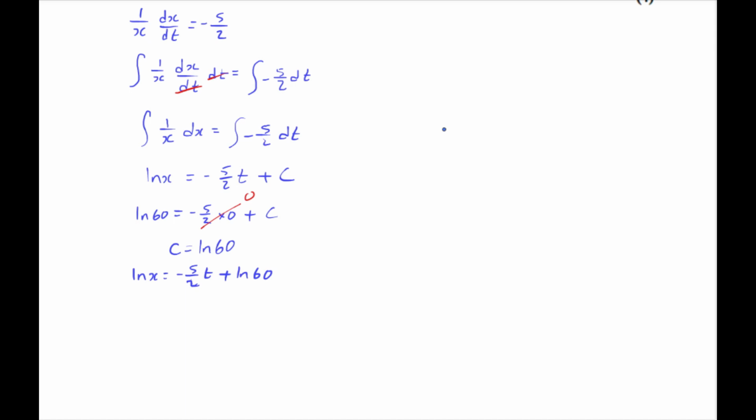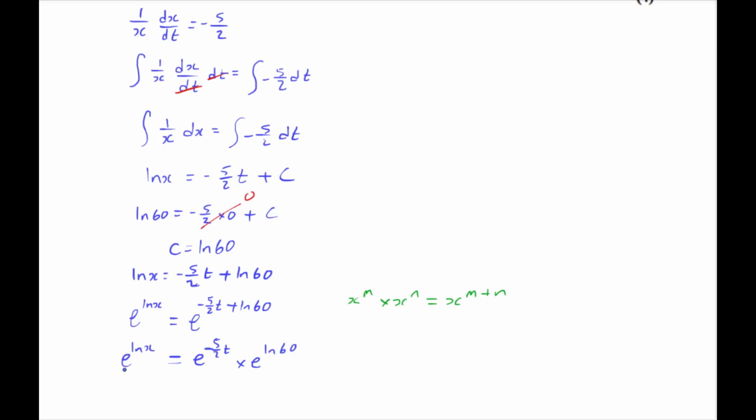Taking the exponential of both sides gives us e to the power of ln x equals e to the power of minus 5 over 2t plus ln 60. Remembering the rules of indices that states x to the power of m times x to the power of n equals x to the power of m plus n, using this rule, we work backwards to split this side up into e to the power of minus 5 over 2t times e to the power of ln 60.